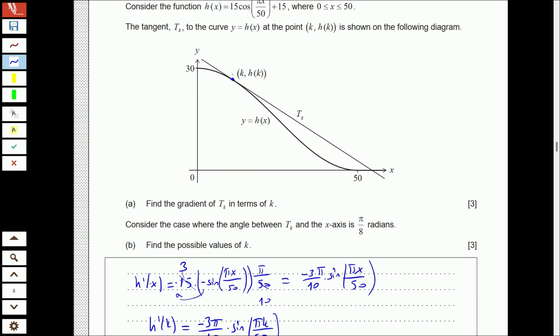Question B. Consider the case where the angle between TK and the x-axis is pi over 8 radians. Find the possible values of k. So it's given to us that this angle is pi over 8.